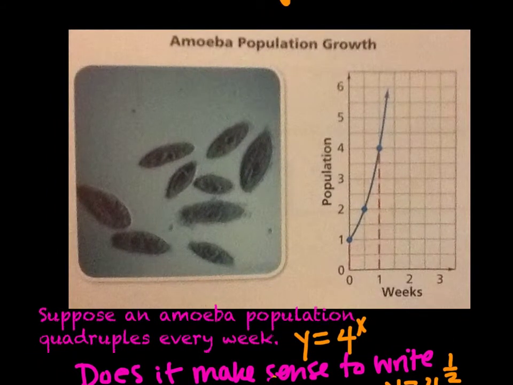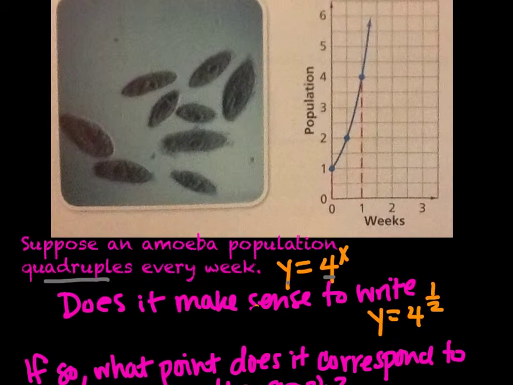What if we have this amoeba population? It grows a certain amount. Suppose this amoeba population quadruples every week. That means we could write our equation as y is equal to 4 to the x power. So that's how it's growing. Well, what if I wanted to find out how many amoebas there were in just half a week? So in other words, we're finding it at its halfway point. What is that amoeba population? Does it make sense for me to write, instead of just 1 for my week, could I write a half? So I find what it is about halfway through day 3.